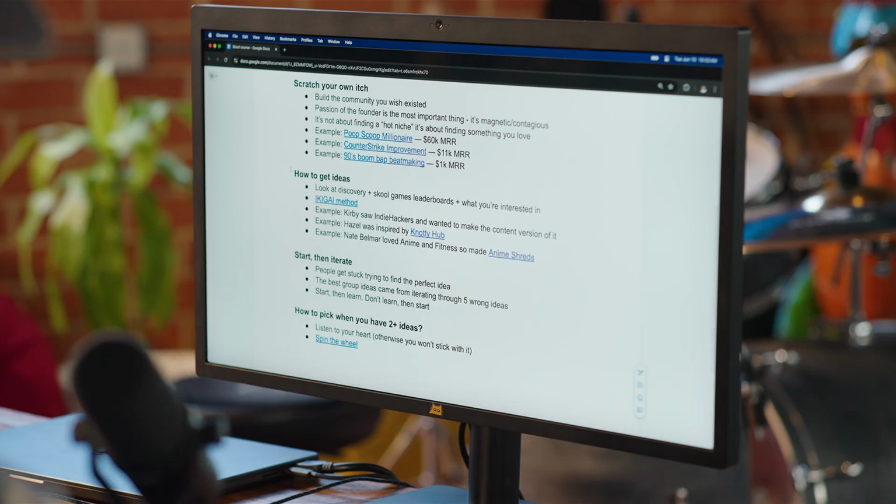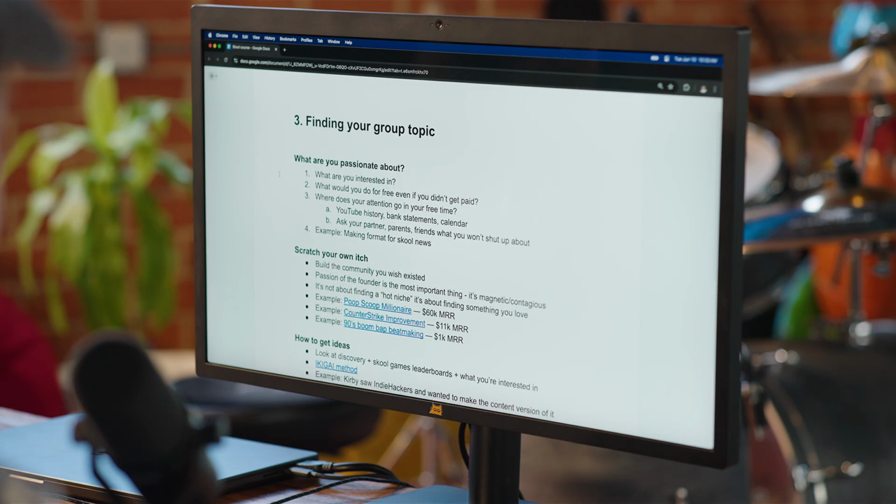And yeah, that is really it for this module on finding your group topic. So figure out what you're interested in, scratch your own itch, start, then iterate, listen to your heart. And spin the wheel. Yes, definitely spin the wheel.